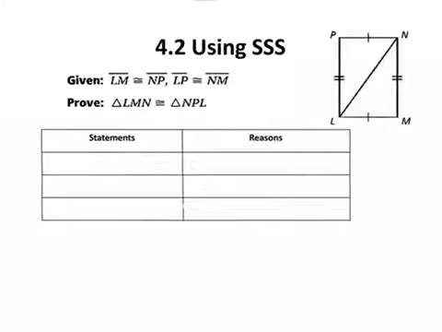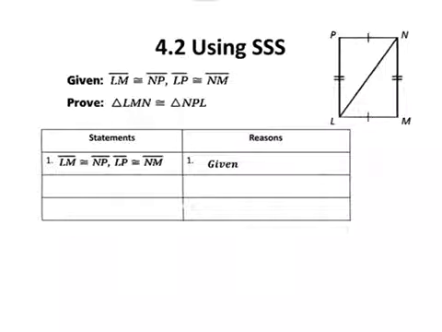So here we have the proof, and they've told us that LM is congruent to NP, and LP is congruent to NM. They've asked us to prove that triangle LMN is congruent to NPL. So the first step of this proof, we're going to go ahead and restate the given. So LM congruent to NP. And we know this because of the given.